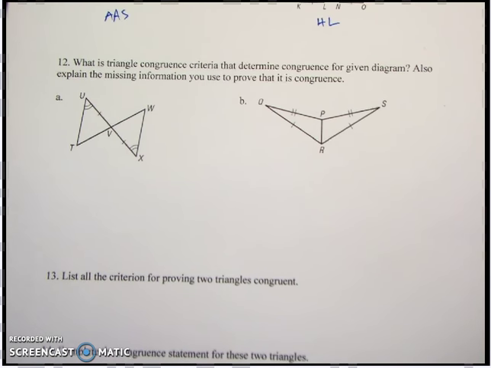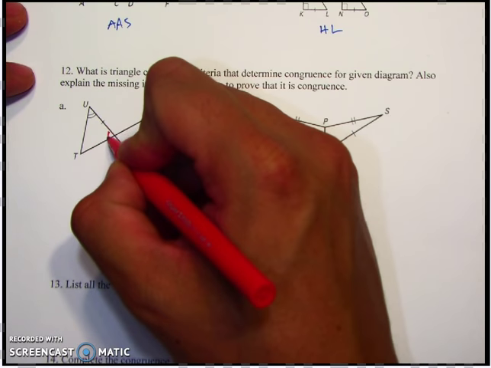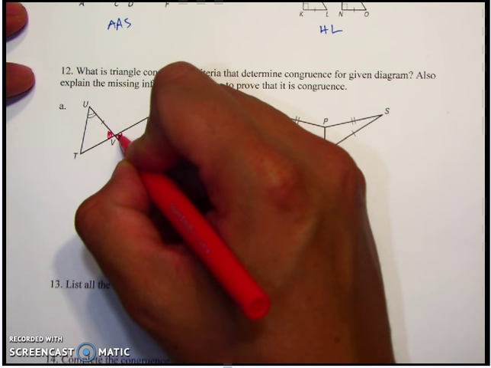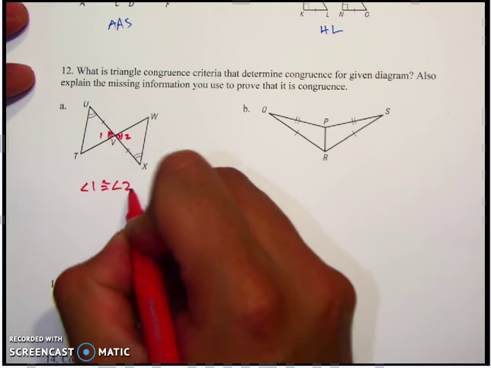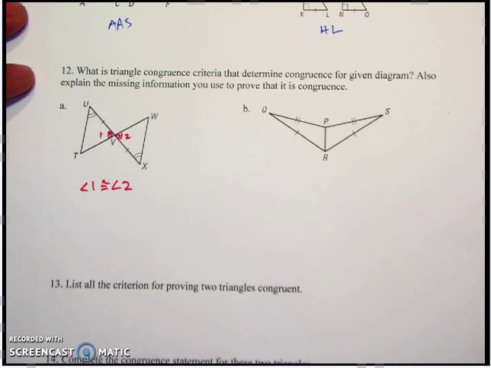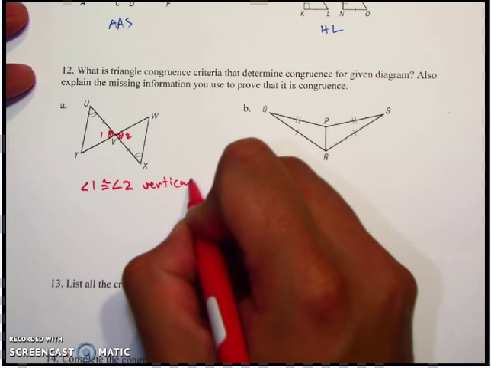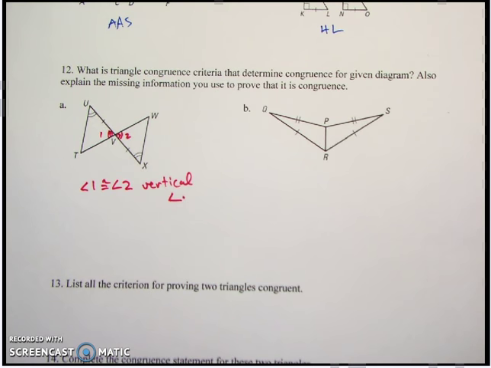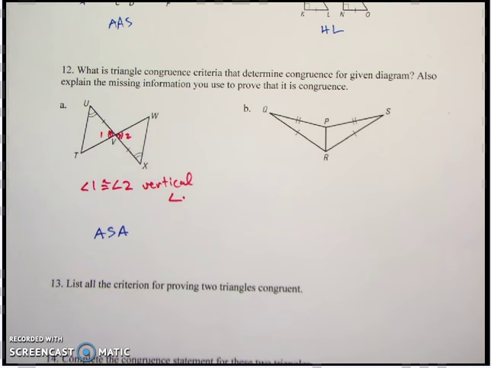Same concept, but the missing information is what you need to find. In this particular case, what you're supposed to do is identify that, hey, they both share these two angles. Let's call this angle 1, angle 2. So we know that angle 1 and angle 2 are the same. Why? Because of vertical angles. And you want to know that for your exam. So once you recognize that angle 1 and angle 2 are the same, then you can go ahead and identify angle, side, angle. So these two are the same, ASA.